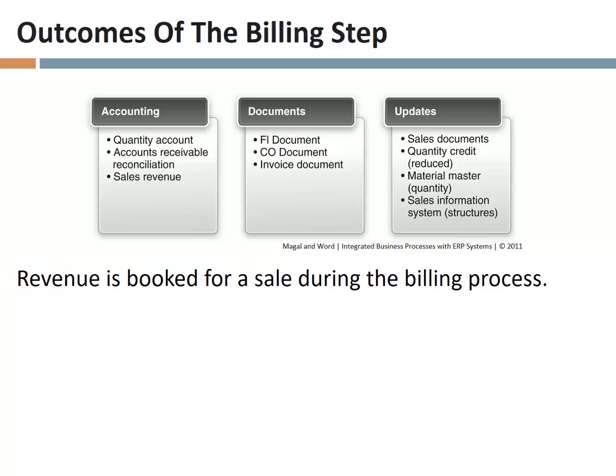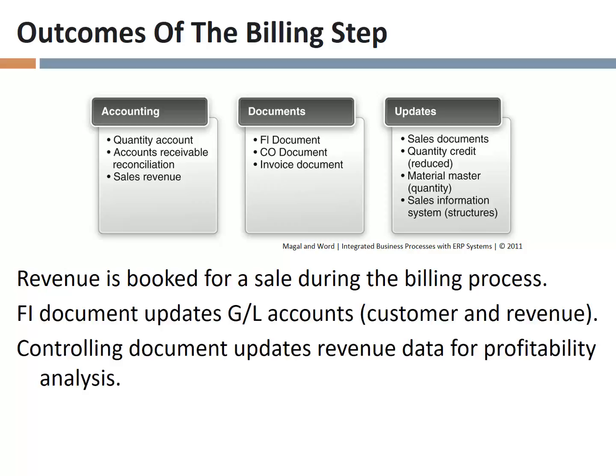So the billing step will create an FI document. And what that document is going to do is update a customer account to reflect that that customer now owes us money. And then the offsetting credit is going to be to revenue. And I'll show you that with T accounts here in just a moment.